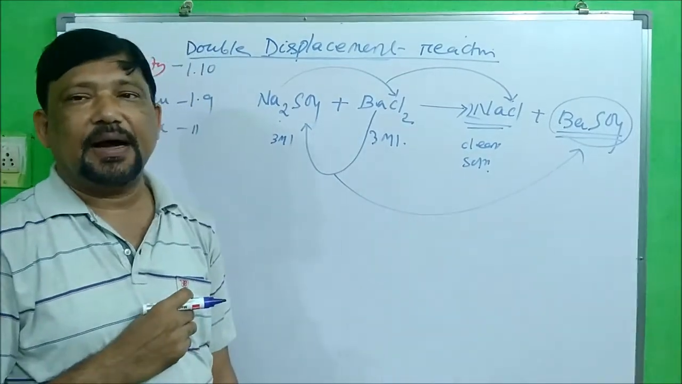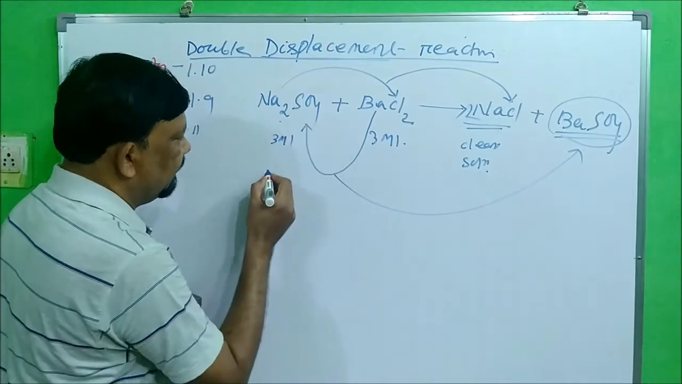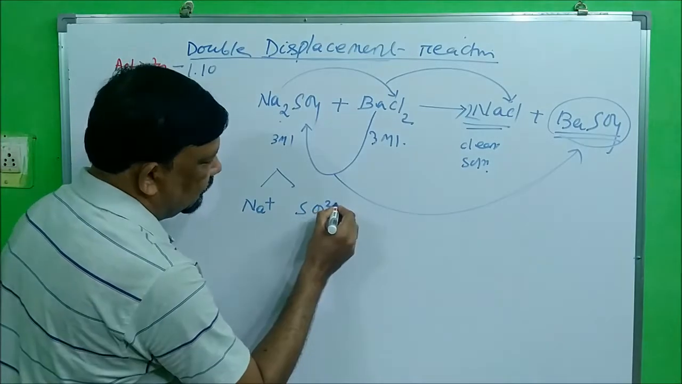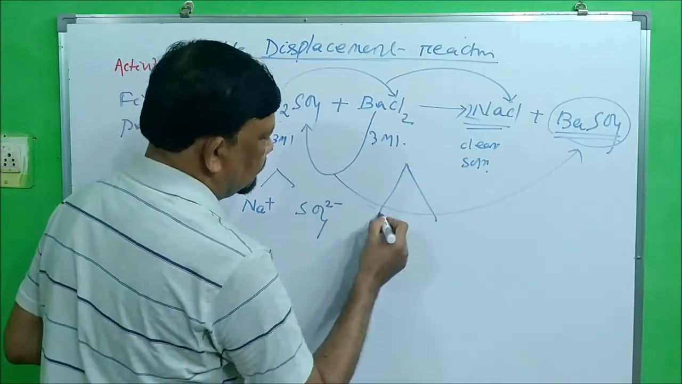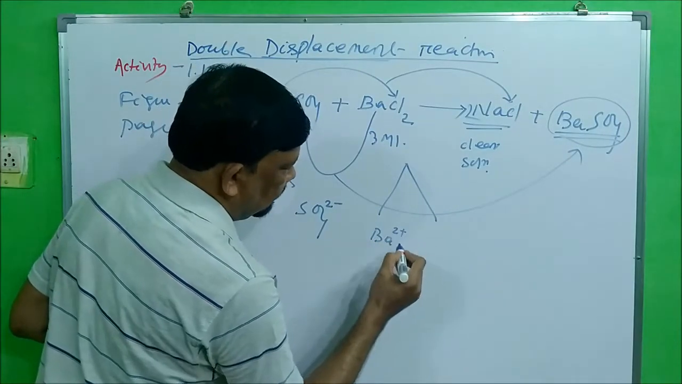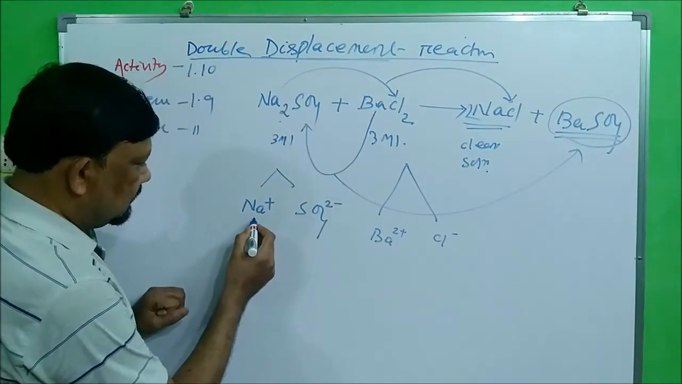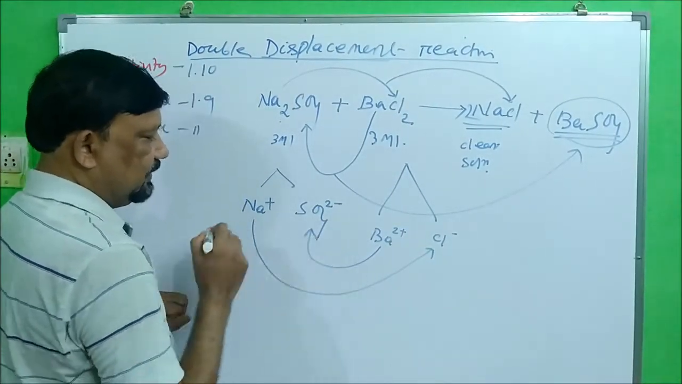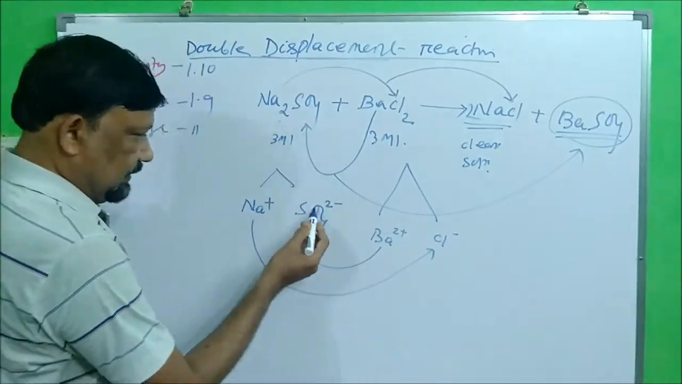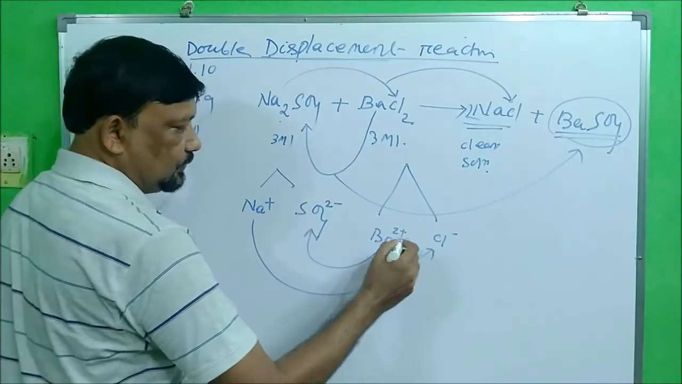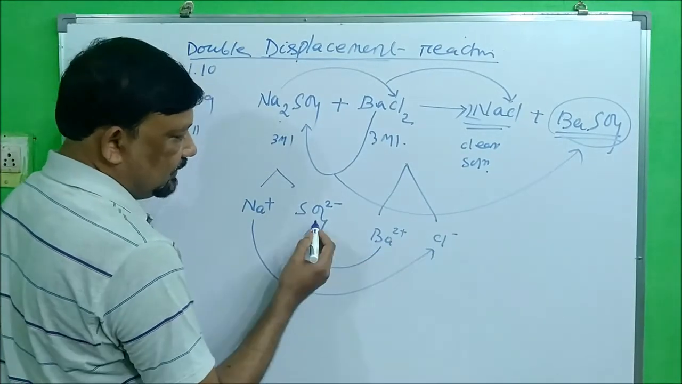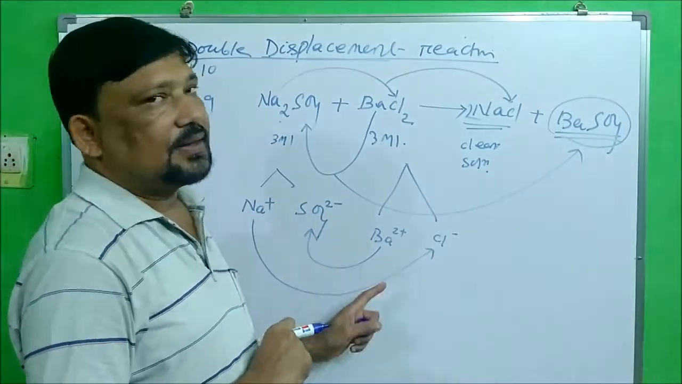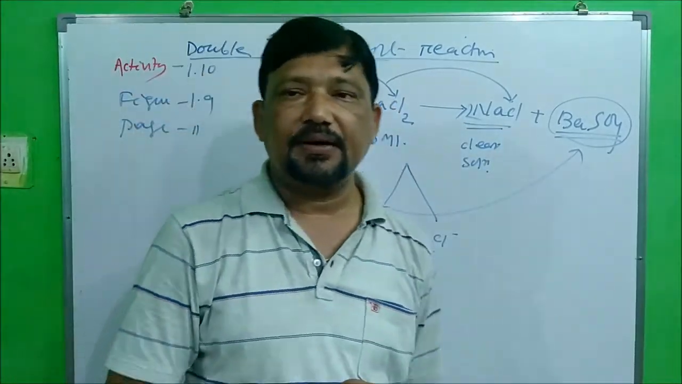There is an exchange of ions. What are the ions? Sodium sulfate forms two ions, Na+ and SO4 2-. Similarly, barium chloride forms Ba 2+ and Cl-. So with sodium chloride and barium sulfate, this exchange takes place. Sodium is exchanged with barium, or in other words, sulfate gets exchanged with chlorine. So this double exchange of ions occurs in this reaction, hence it is called a double displacement reaction.